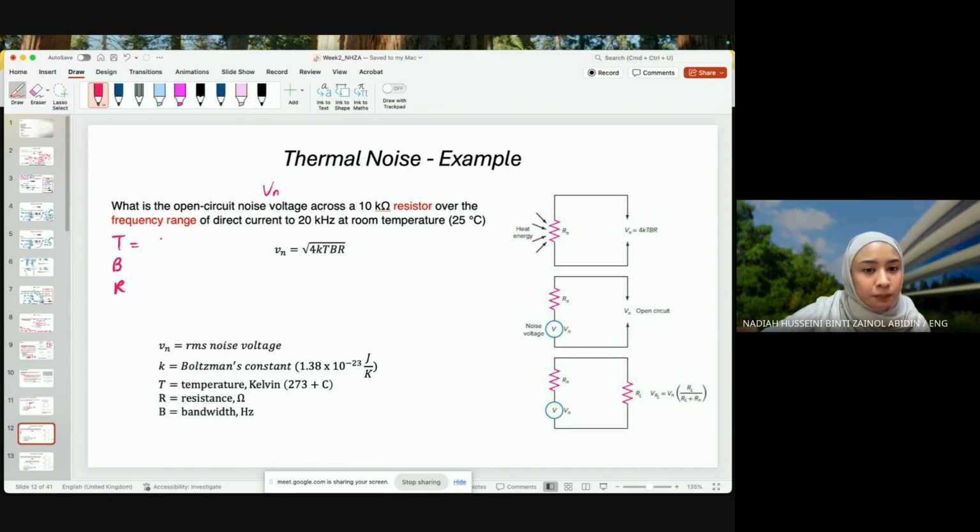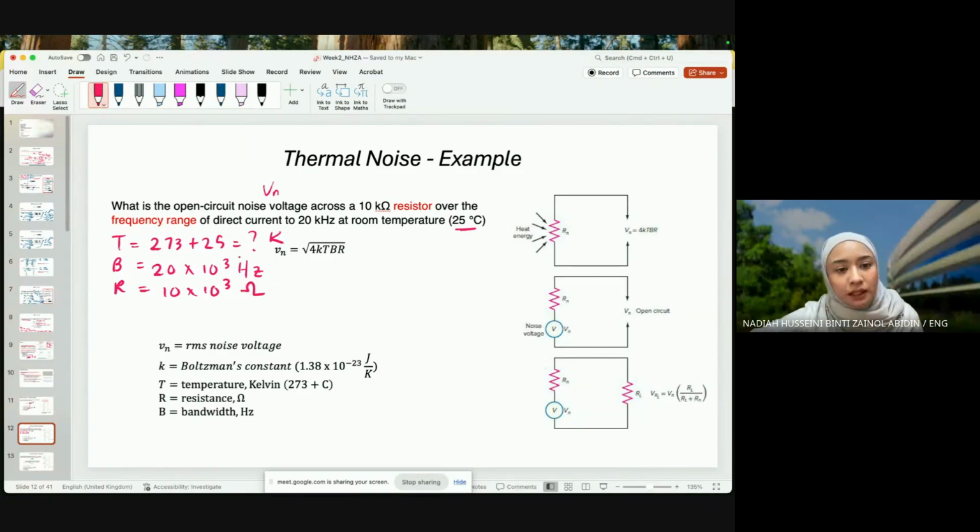So T is temperature in Kelvin. We have temperature, which is 25, so to convert to Kelvin, it is 273 plus 25. So you will get something in Kelvin. Bandwidth is already in kilohertz. I just need to get rid of the K, 20 times 10 to the 3 hertz. And resistance is 10 kilo ohm, so that is 10 to the 3.